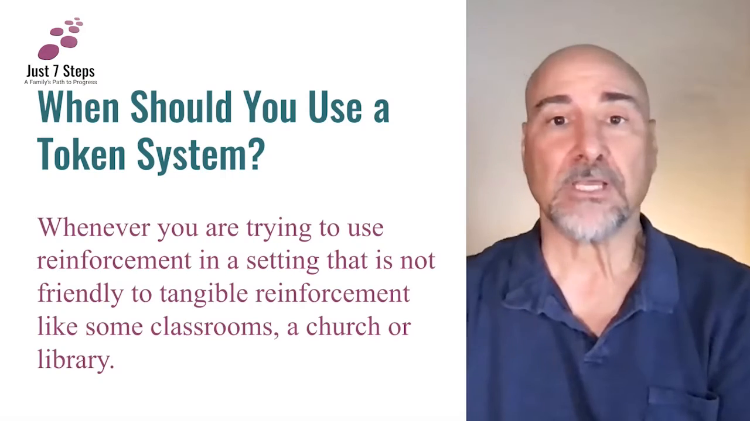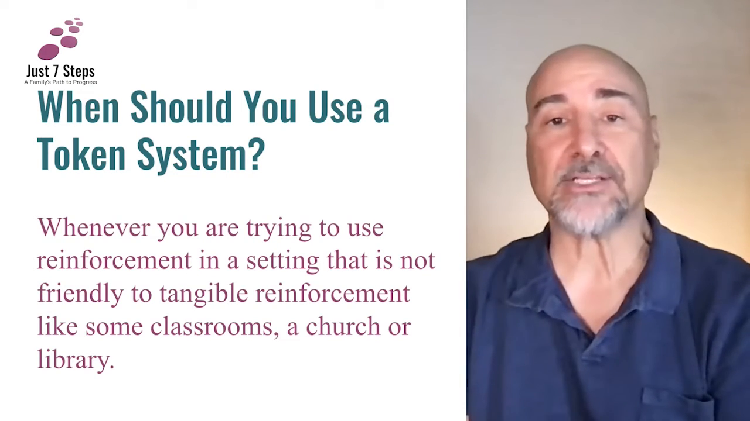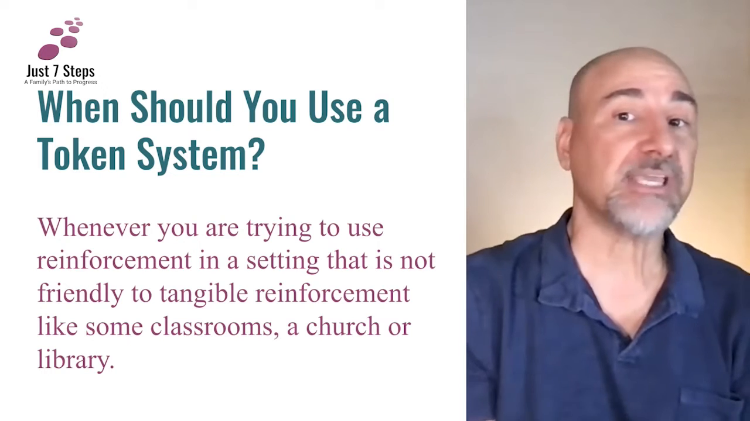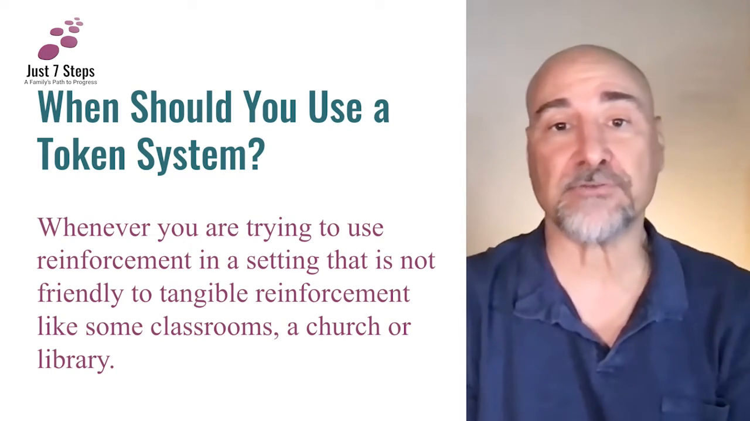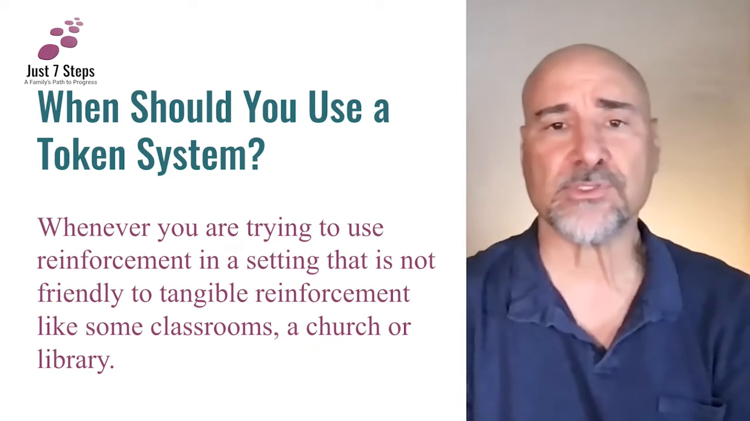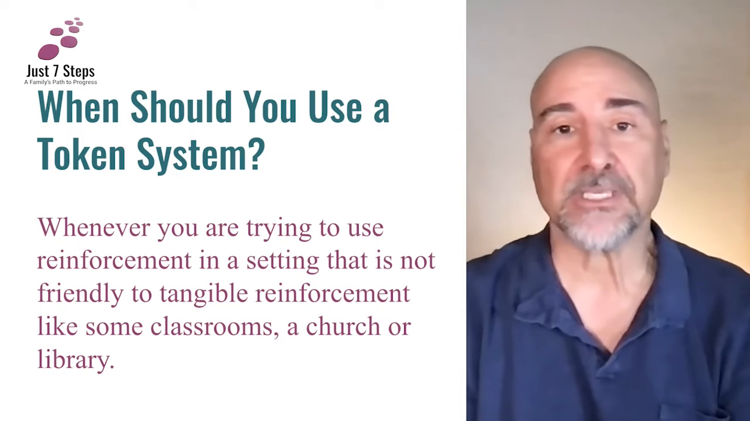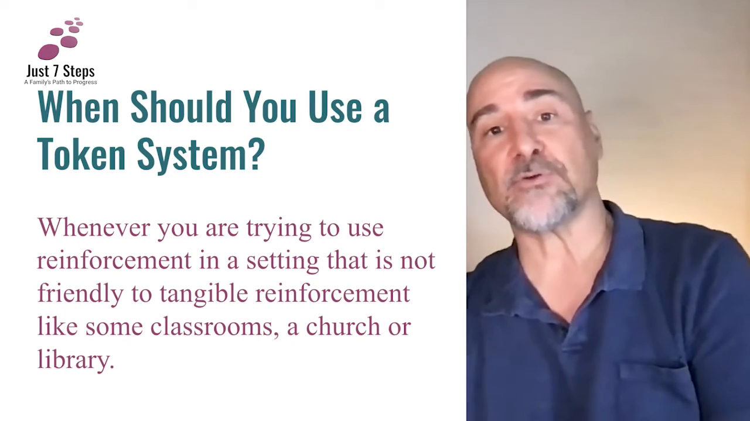And finally, you might find yourself in a situation where you're trying to build behavior in a location that is just not very tangible, reinforcer friendly, such as some school classrooms or a church or a library. The ability to give a child tangible reinforcers might just not be allowed. And all of these situations are ones that might lead you as a parent or educator to consider using a token system. Now, going to McDonald's for a Happy Meal might be a reinforcer that would benefit with the help of a token system for many of these reasons we've just mentioned.